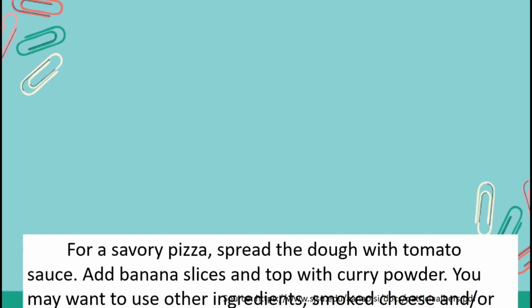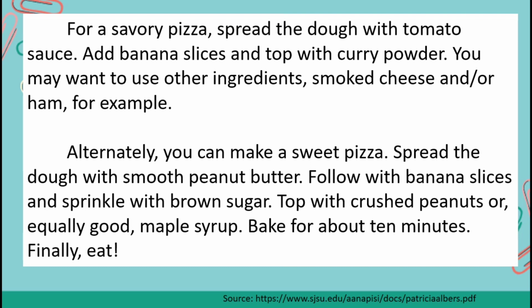For a savory pizza, spread the dough with tomato sauce, add banana slices, and top with curry powder. You may want to use other ingredients, smoked cheese or ham for example. Alternately, you can make a sweet pizza. Spread the dough with smooth peanut butter, follow with banana slices, and sprinkle with brown sugar. Top with crushed peanuts or equally good maple syrup. Bake for about 10 minutes. Finally, eat!